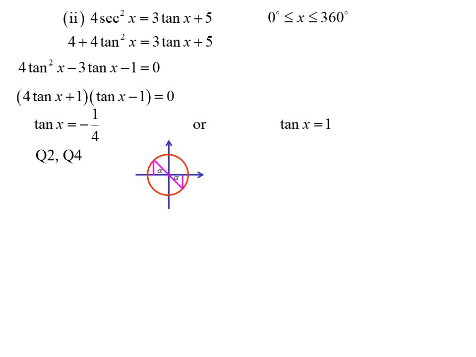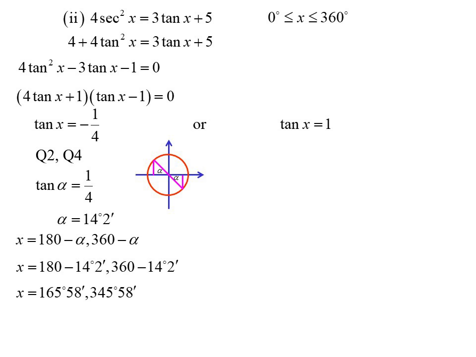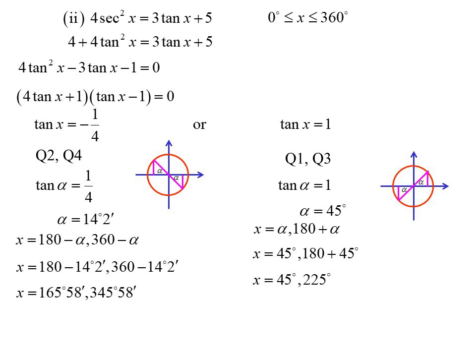It's negative. Okay, I know I'm in the second or the fourth quadrant, which means the acute angle would be 14 degrees 2. In the second quadrant, 180 minus that. Fourth quadrant, 360 minus that. Okay, I've got my first 2 possibilities. Now, tan x equals 1. Well, that's positive, so this time I'm in the first or the third quadrant. There we go. The acute angle is 45 degrees, and I get another 2.